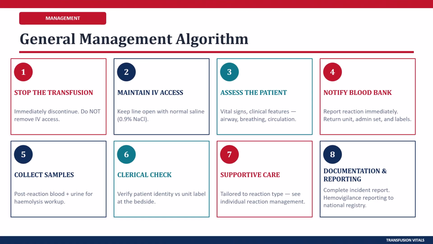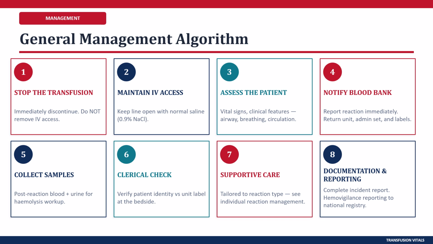So regardless of which reaction type you suspect, here is a universal algorithm to follow the moment you suspect any transfusion reaction. Step 1. Stop the transfusion. This is non-negotiable. Every second of continued infusion worsens the outcome. Step 2. Keep the IV line open with the normal saline. You need it for the medication, fluid, and to maintain the vascular access. Step 3. Assess the patient. ABC, airway, breathing, and circulation. Are they breathing? Is the blood pressure holding?